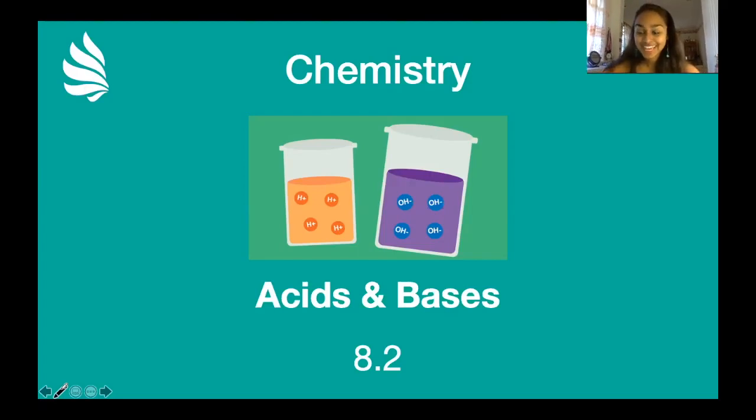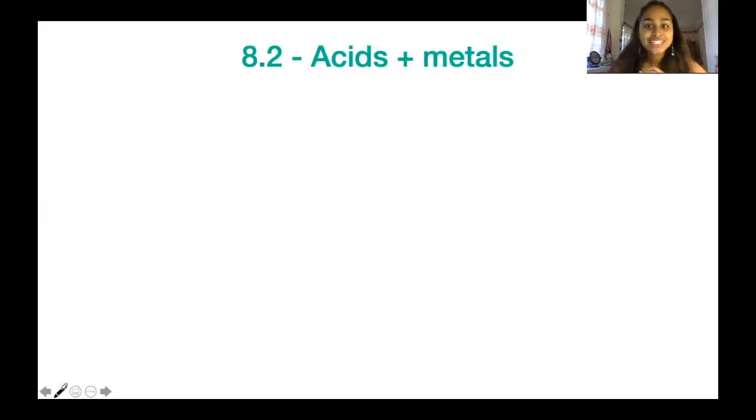Today we're going to be looking at acids and bases, specifically 8.2, which is the second SL subtopic. This subtopic is mainly about reactions concerning acids. There are three main reactions that the IB wants you to know about. Acids react with metals, they react with metal carbonates, and they react with bases. We're going to be looking at each of these reactions in turn.